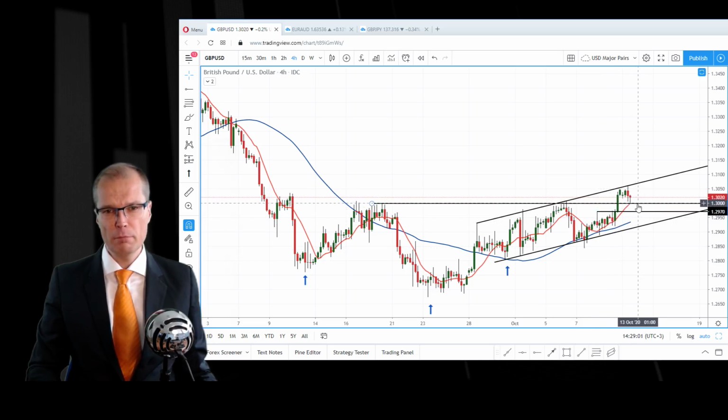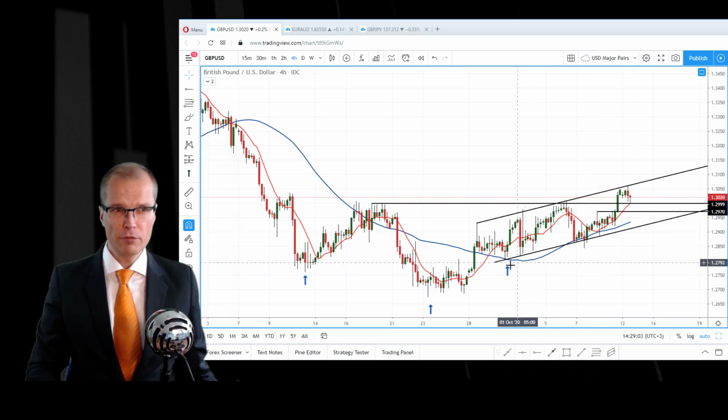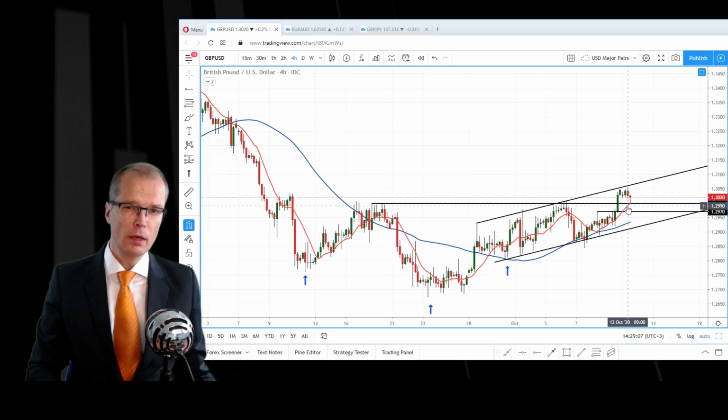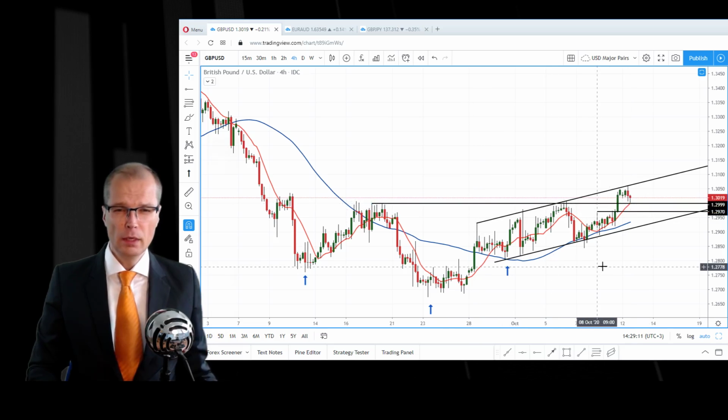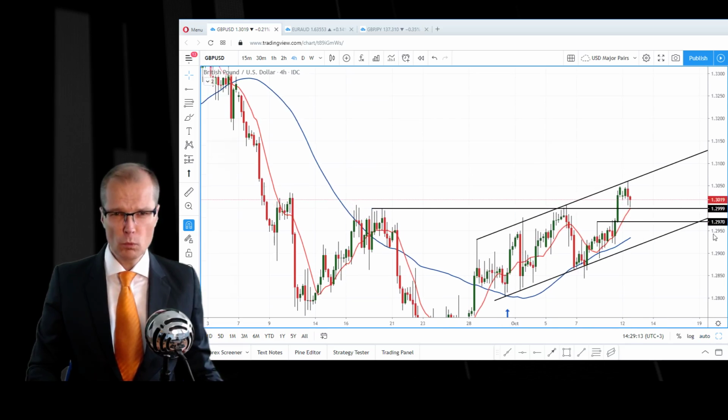At the moment we have buying coming in where we have the 4-hour chart. In the 4-hour chart we have the 10-period moving average coinciding with this level. Let's look at Fibonacci.